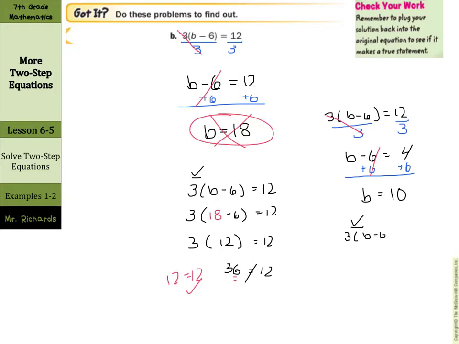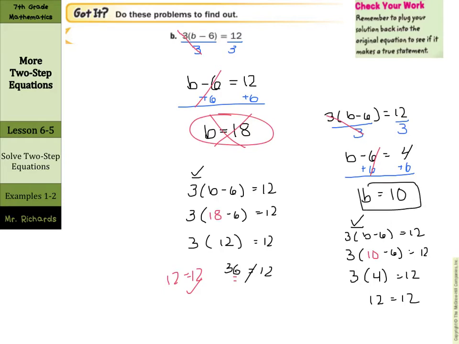Rewrite our original equation. Make your substitution in. And 10 minus 6 is 4. And 3 times 4 is 12. 12 equals 12, so b does equal 10.